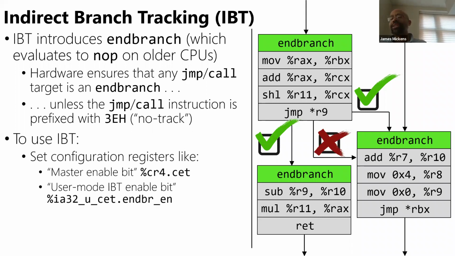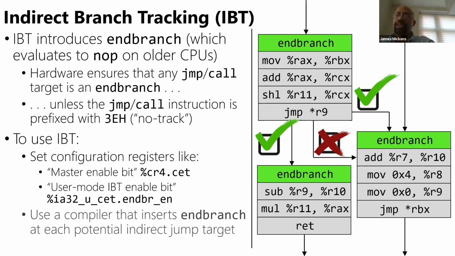So how do you use IBT? The OS needs to configure some registers. There's a master enable bit in the CR4 control register. There's a model specific register, IA32_U_CET, you have to turn on. And you also have to use a compiler that inserts endbranch at each potential indirect jump target.